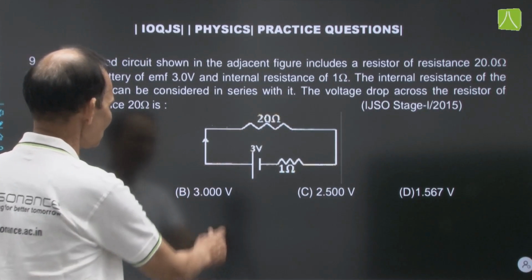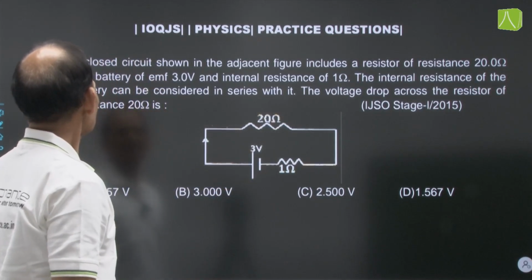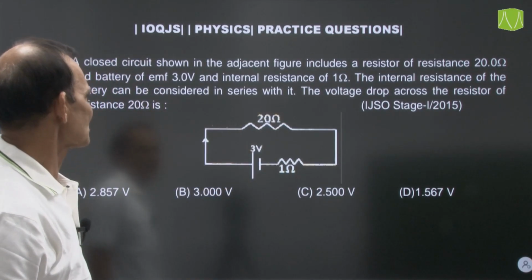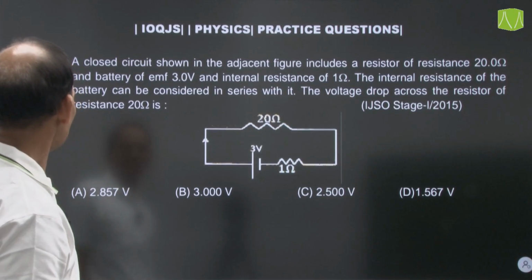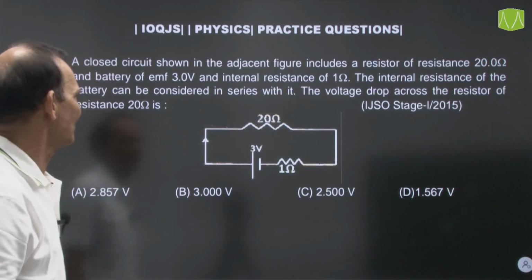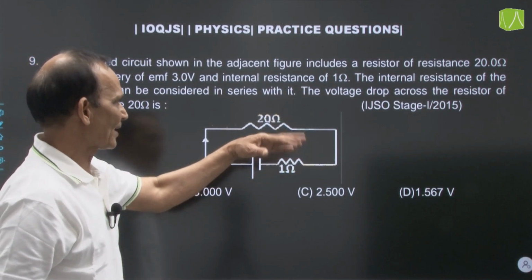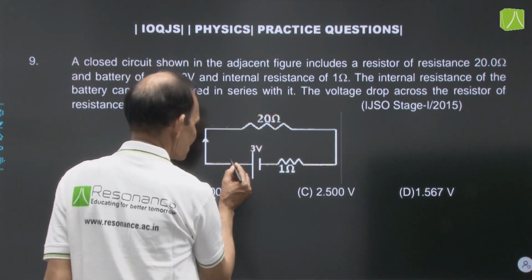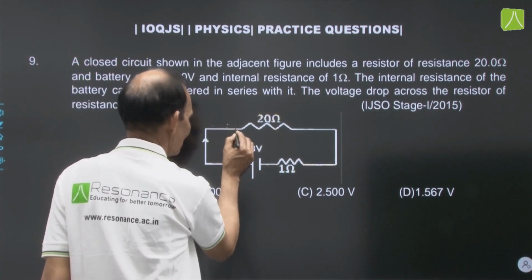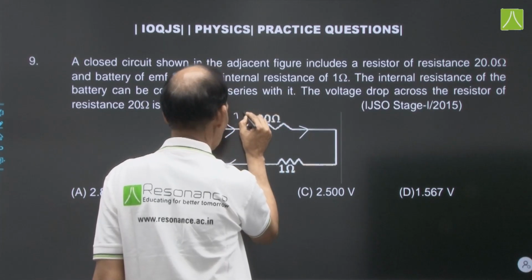It is given in the question: 3 volt and internal resistance 1 ohm. The internal resistance of the battery can be considered in series with the battery. You have to find the voltage drop. Suppose the current starting from here is I.